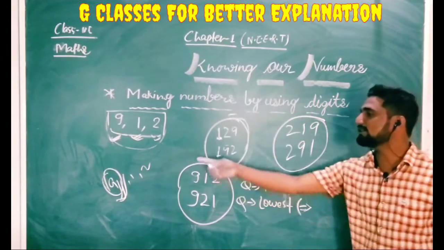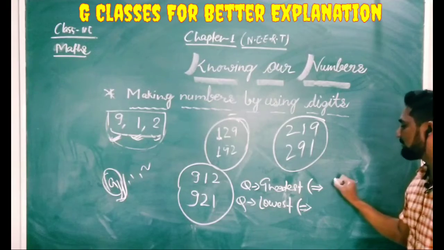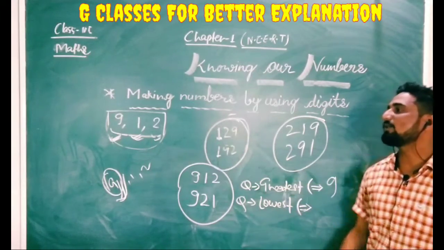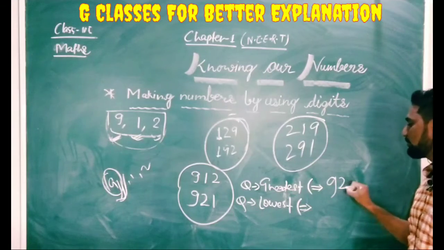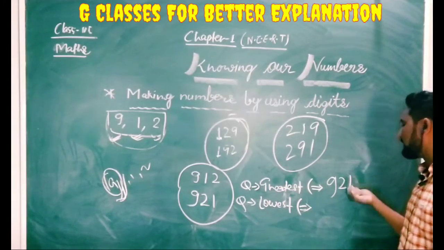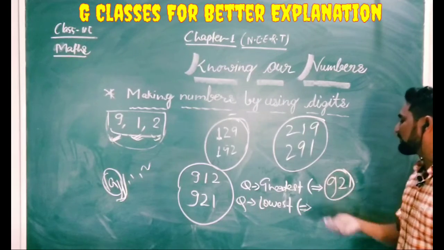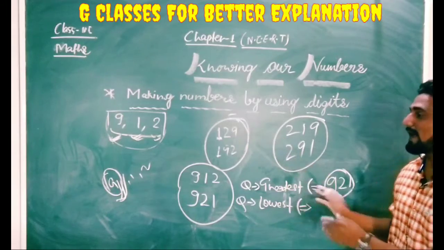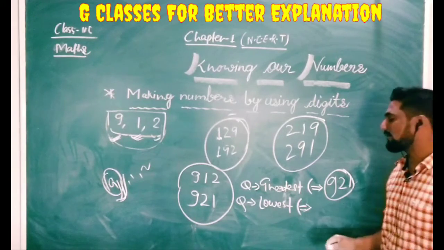So the greatest digit is 9. So I will write 9 first. Then the second greater digit is 2, so I will write 2, and then the smallest one, which is the last one, 1. So I will write 1. So this way you see the number 921. And why I have made this example, I will tell you later. Just wait for a little bit of time.